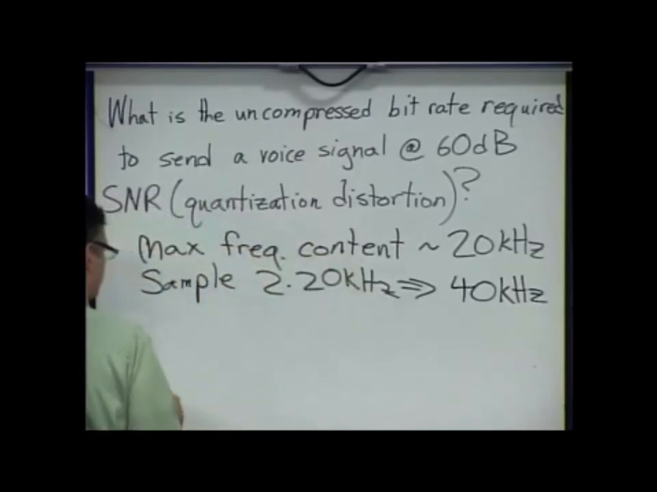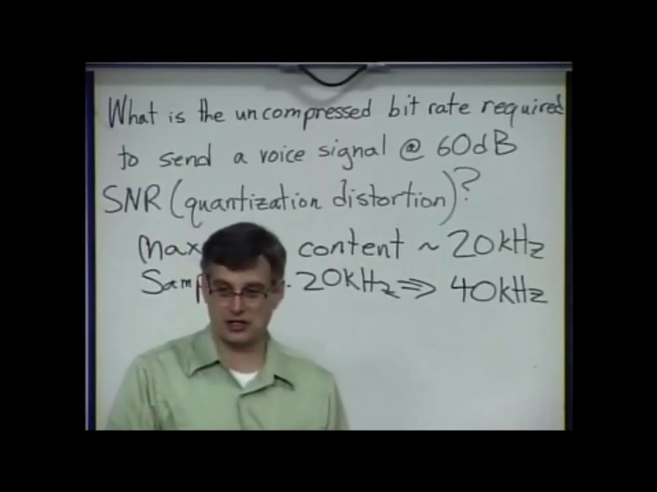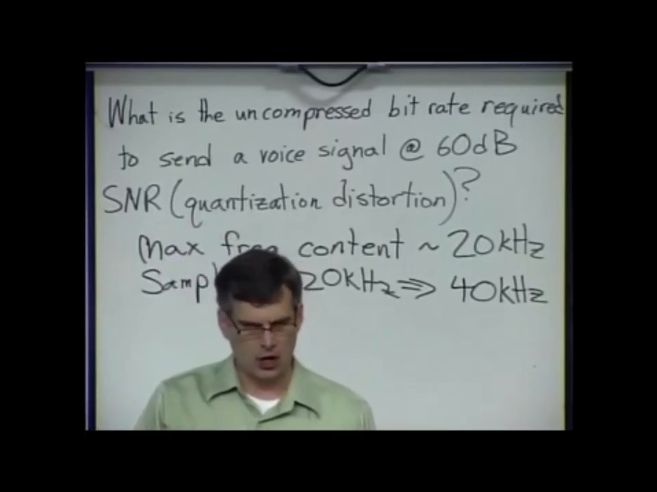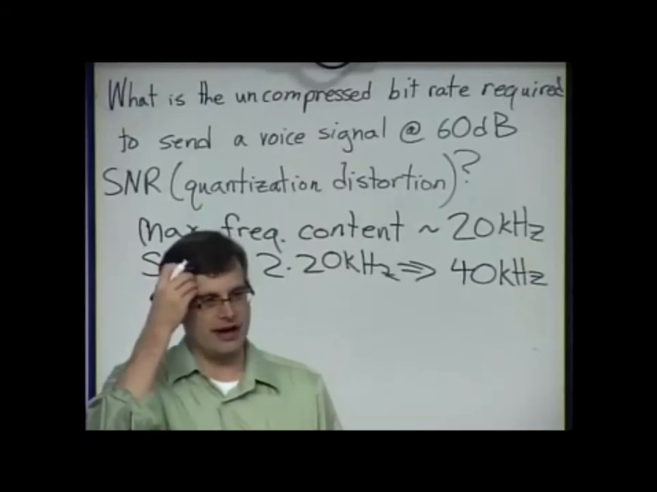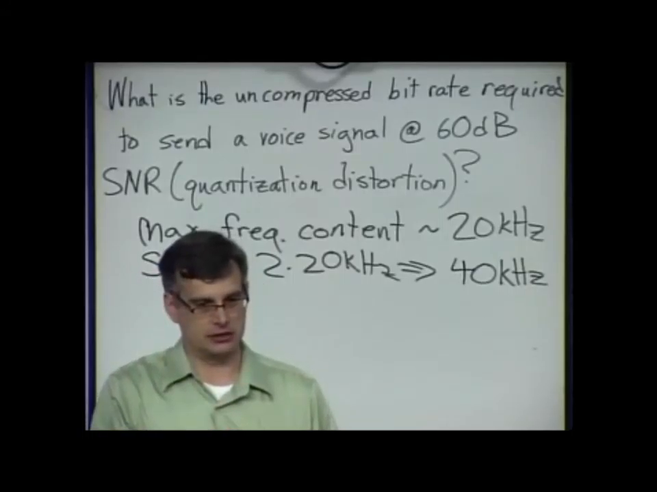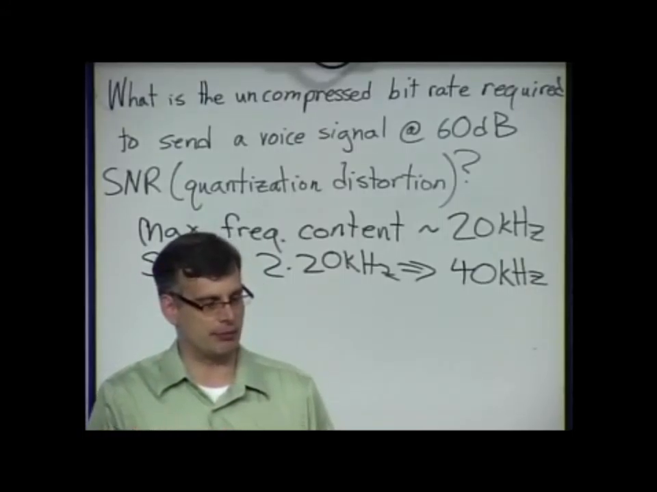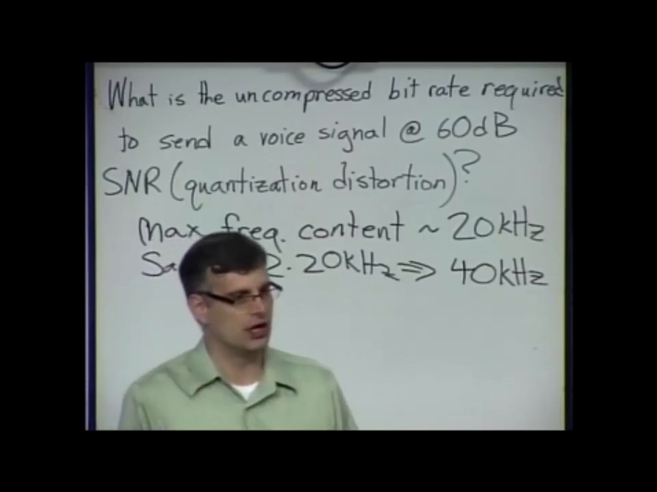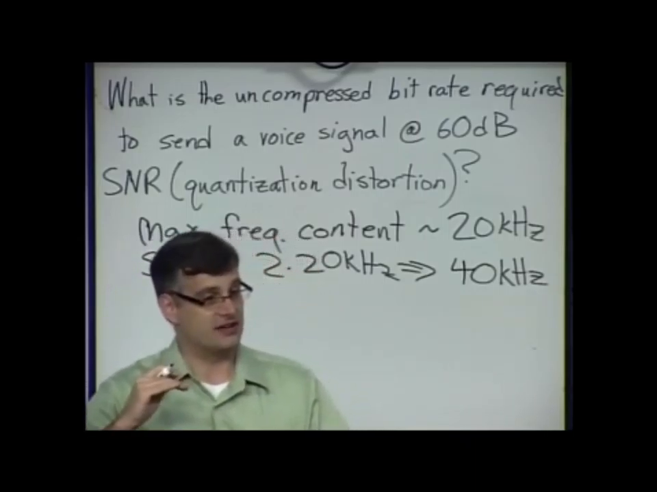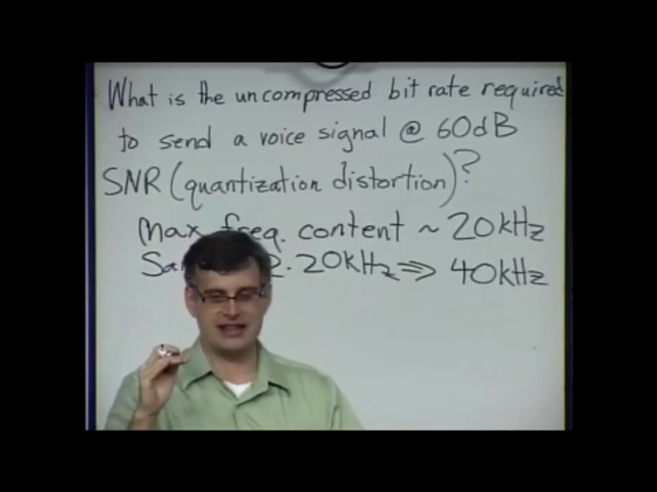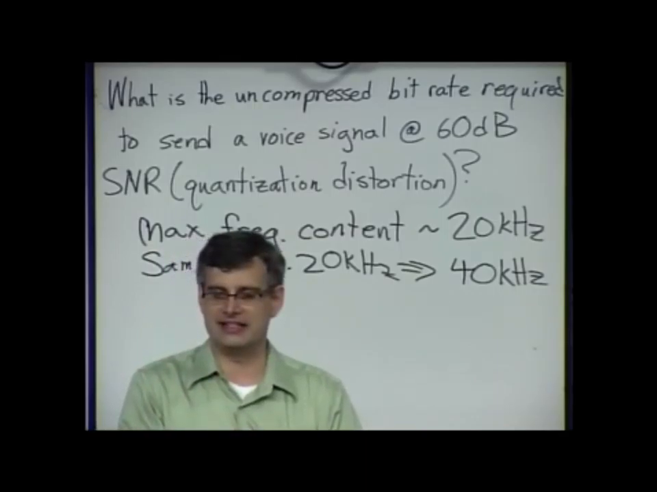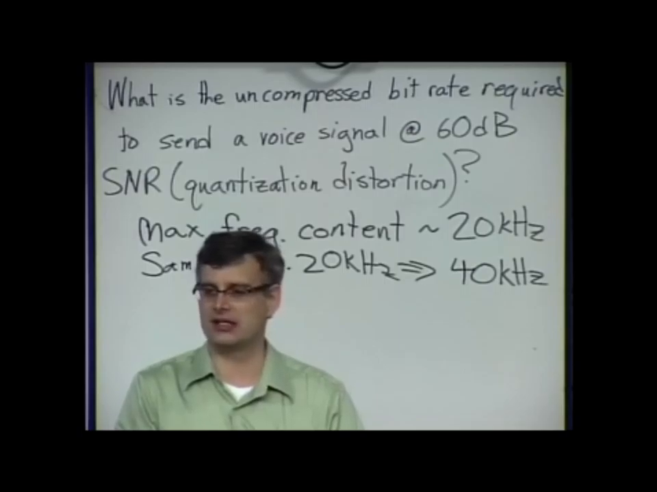Okay, now I got to quantize, and this is where I actually introduced the distortion. What was the rule of thumb that we said last time? Well, for every bit, n, if I'm sending n bits per sample, for every bit per sample that I use to quantize, that gives me 2 to the n levels, and that will result in a signal-to-noise ratio of 6n.